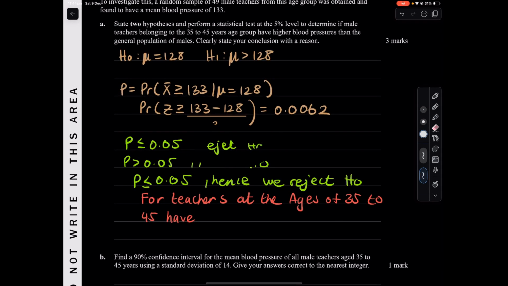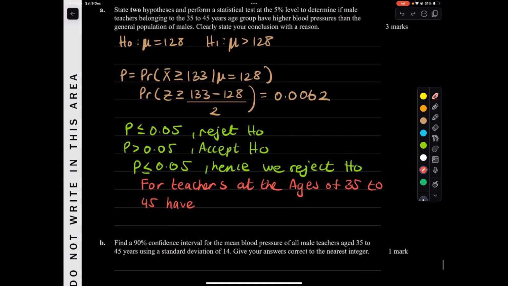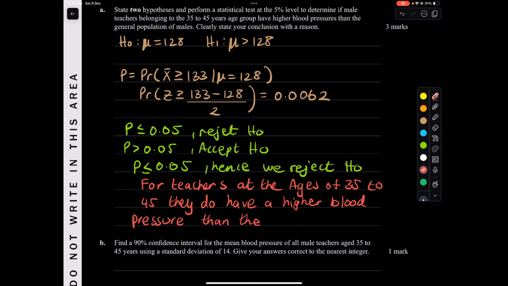So, we're rejecting the null hypothesis, so accepting the alternative hypothesis, where from the statistical test, they do have a higher blood pressure than the actual mean, the average male. So for teachers at the age of 35 to 45, they do have a higher blood pressure than the average. Yeah, I hope that makes sense.